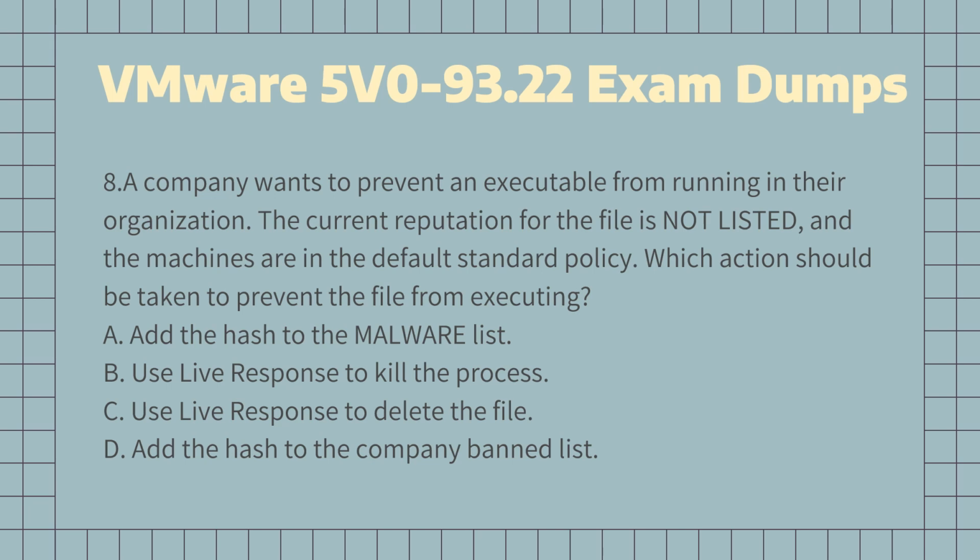8. A company wants to prevent an executable from running in their organization. The current reputation for the file is not listed, and the machines are in the default standard policy. Which action should be taken to prevent the file from executing? A. Add the hash to the malware list. B. Use live response to kill the process. C. Use live response to delete the file. D. Add the hash to the company banned list.